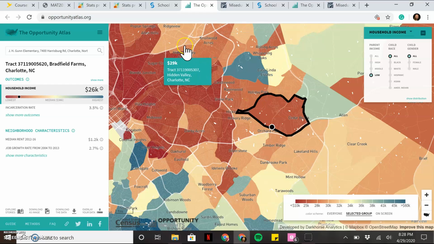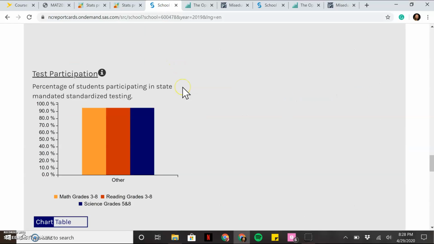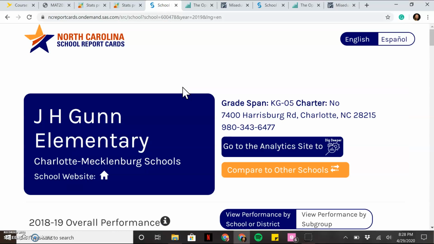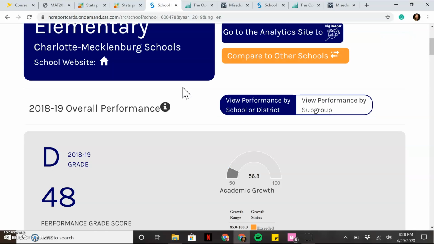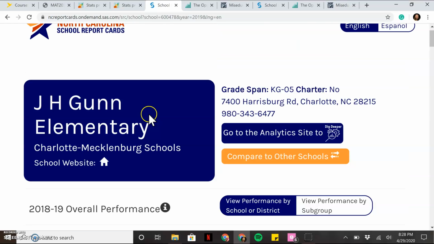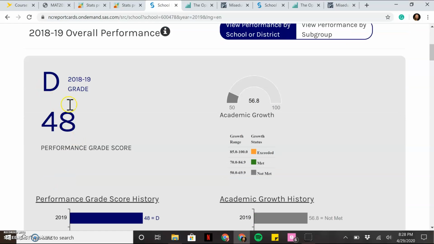And so I then decided to look at the school report card. So hold on, let me scroll up to the top. I decided to look at the school report card reports of these elementary schools to get a better look. And this J.H. Gunn Elementary School is a D-rated school, which is, yeah.